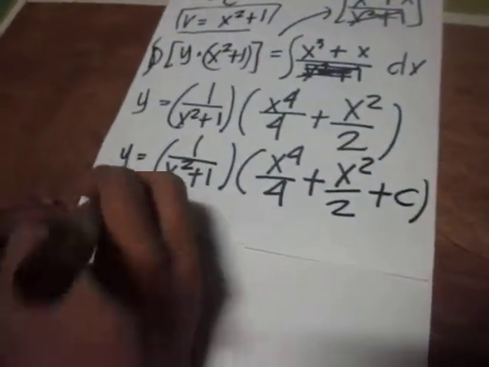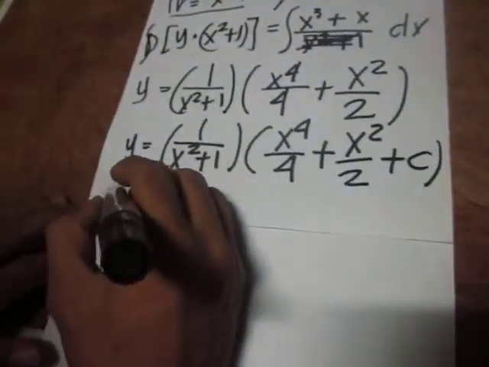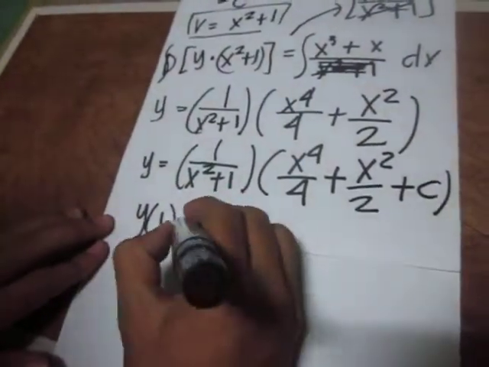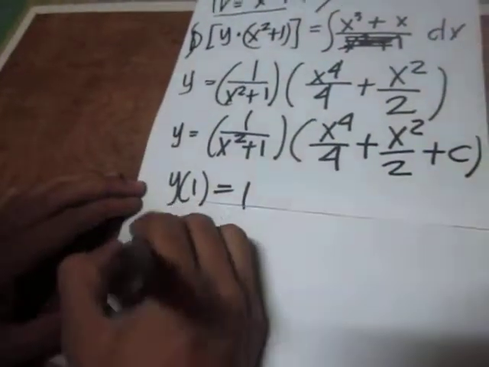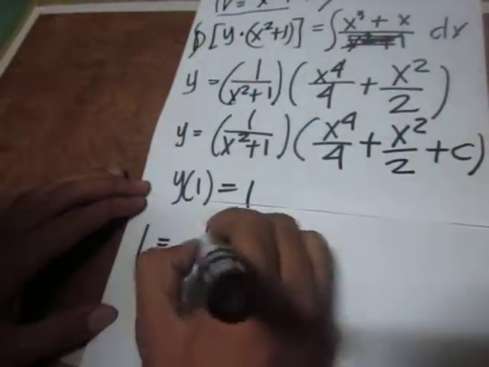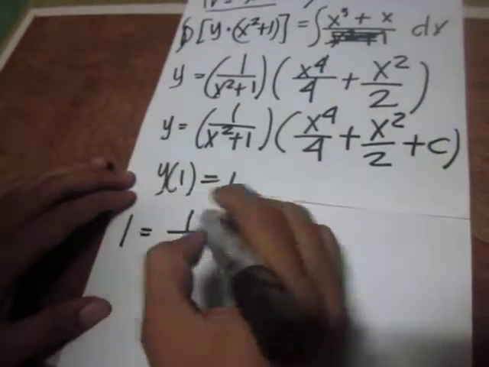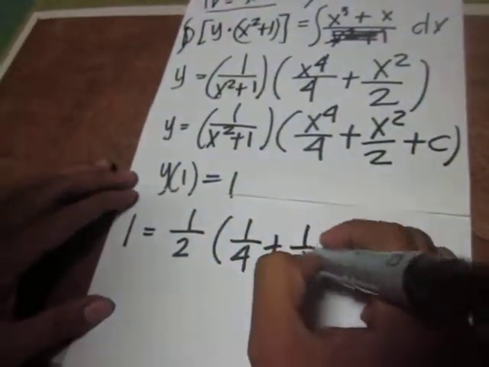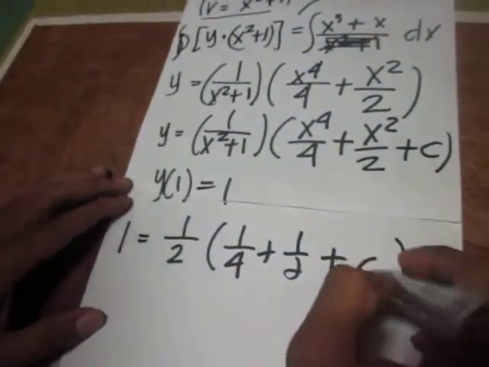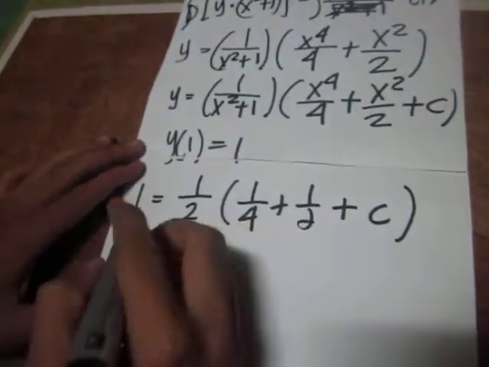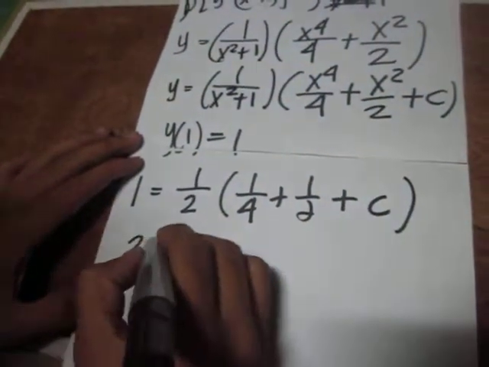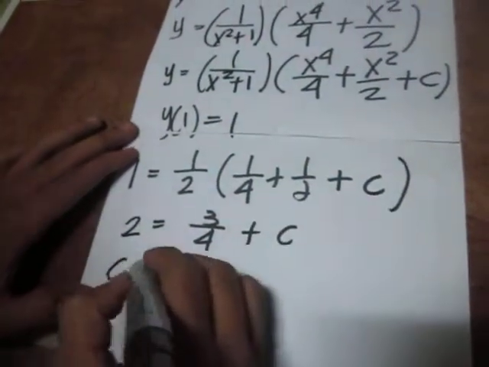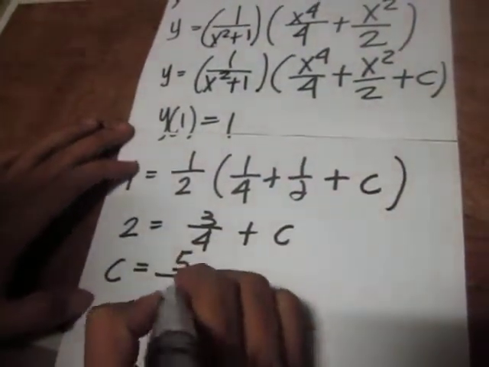Then substitute the condition, which is y of x equal to 1, so we have 1 equal to 1/2 times 1/4 plus 1/2 plus c. So we have 2 is equal to 3 over 4 plus c. Therefore, c is equal to 5 over 4.